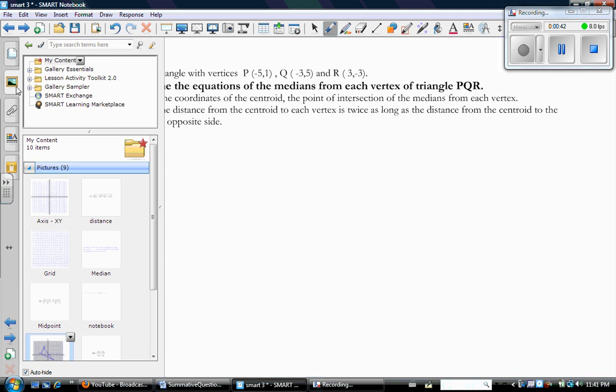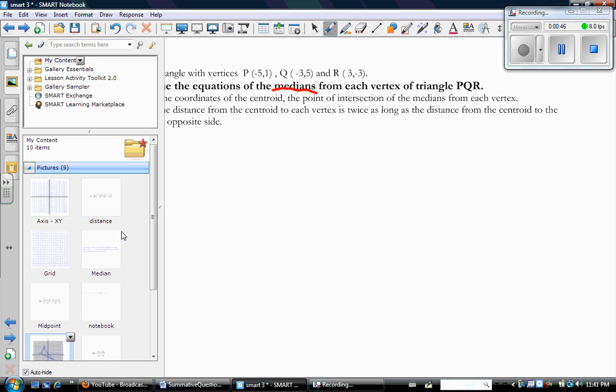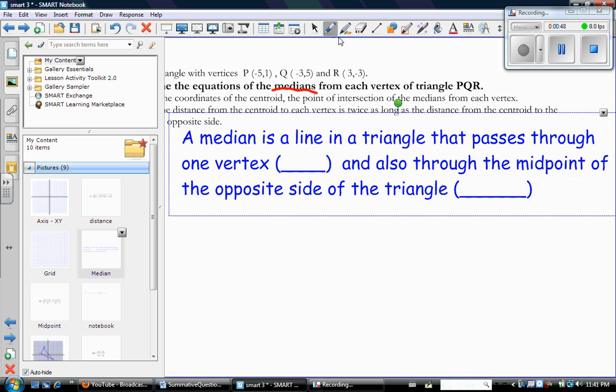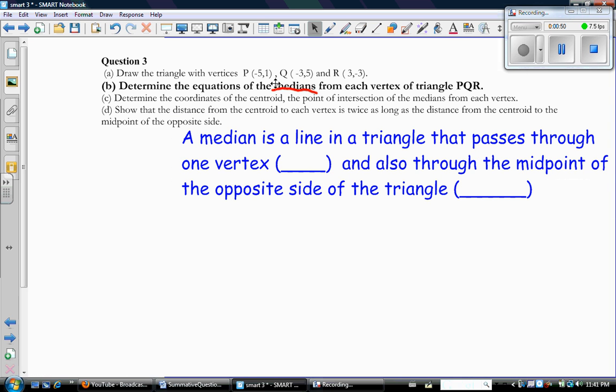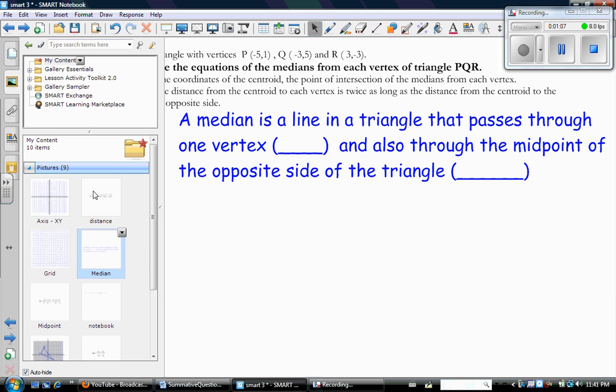So let's make sure we really understand what a median is. So here is my definition of a median, and hopefully yours as well. A median is a line in a triangle that passes through one vertex and also through the midpoint of the opposite side of the triangle. I'm a visual learner. I need to see it to understand it.